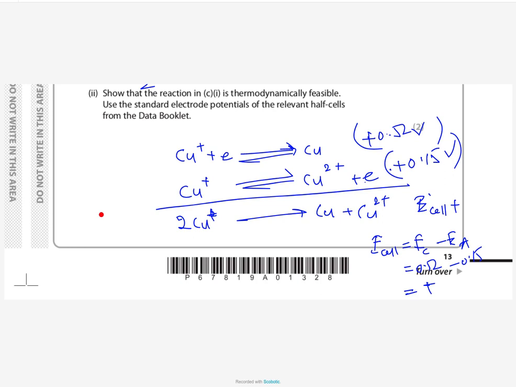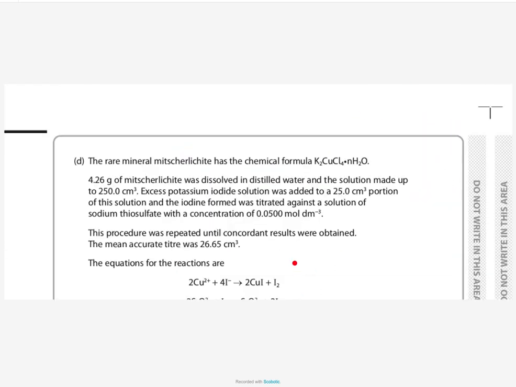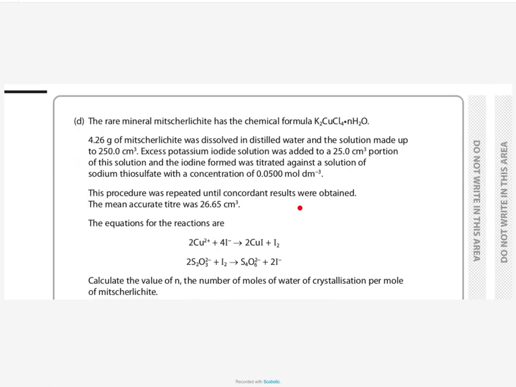Don't get confused between the two methods. A rare mineral, meteorite, has a chemical formula given. The mineral, which is 4.2 g. This is a long procedure, right?